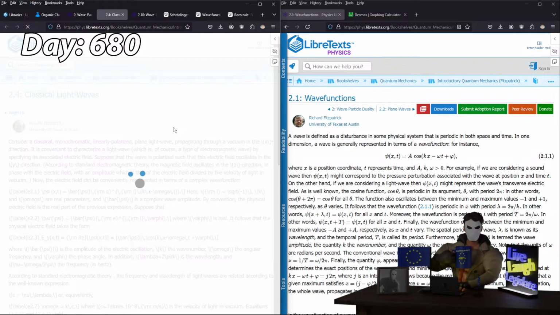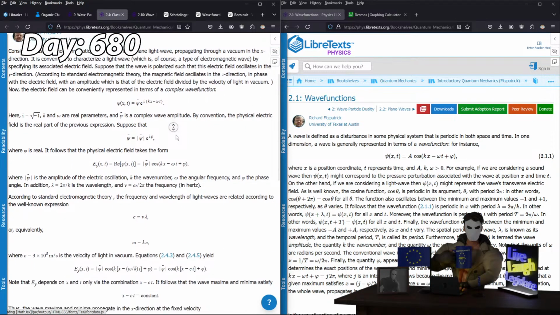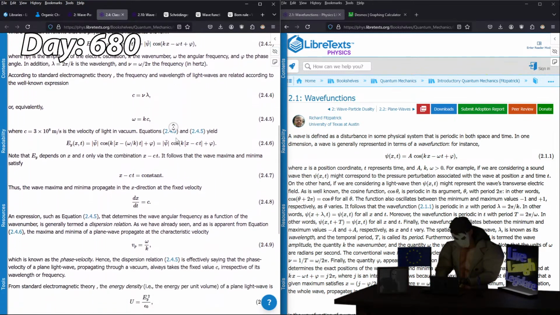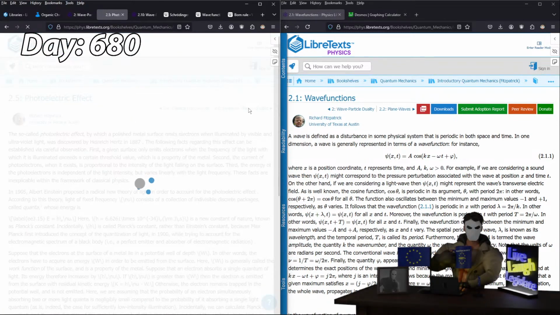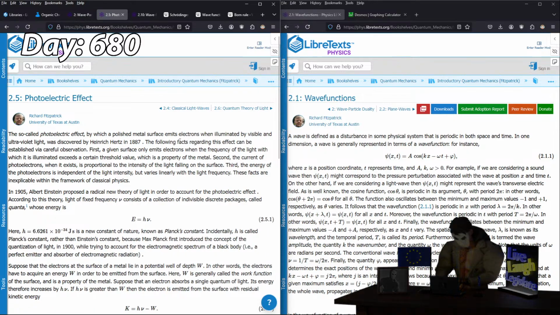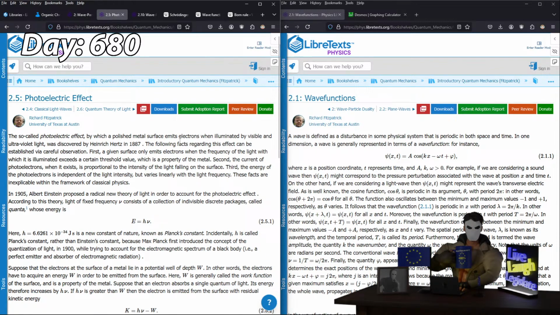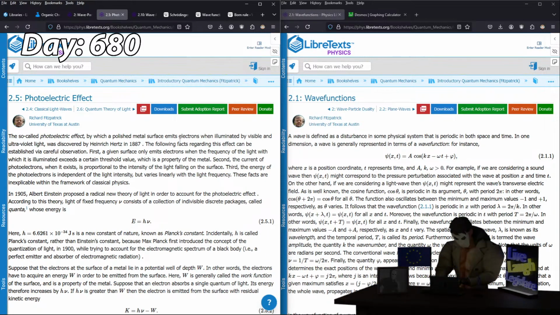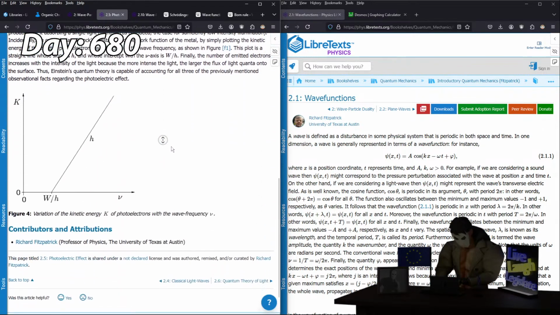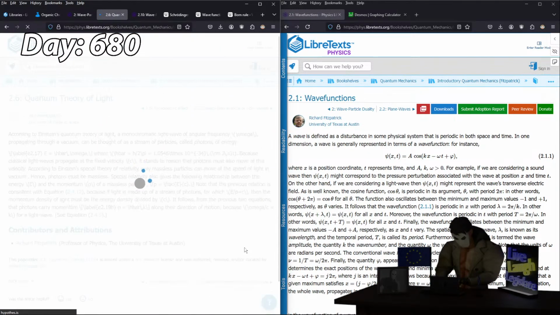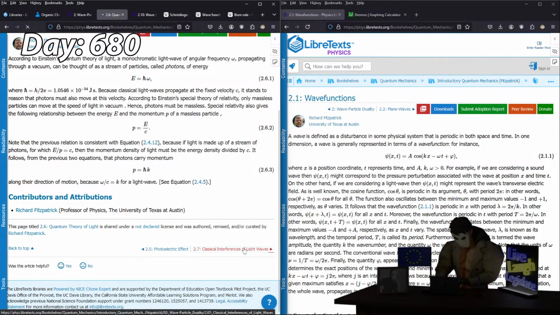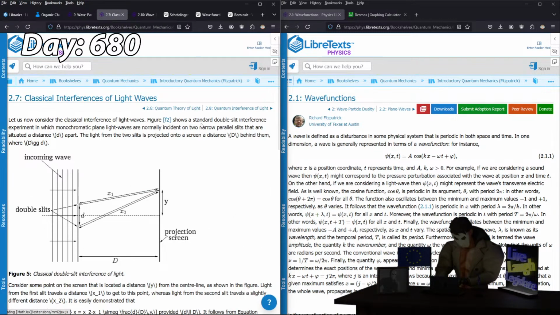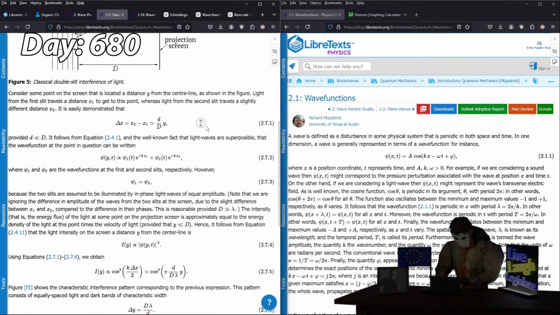Hold on, let me see if I missed something on it. That makes such an unbelievably much more sense. The position vectors are normalized, the wave functions are normalized. Oh my goodness gracious me.